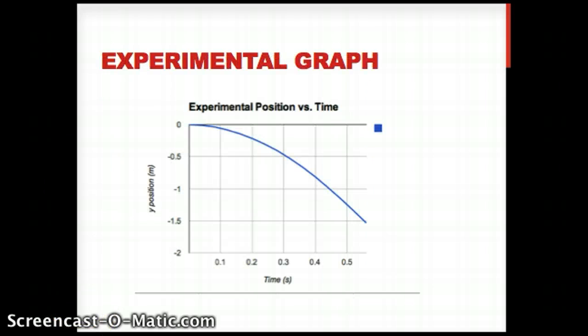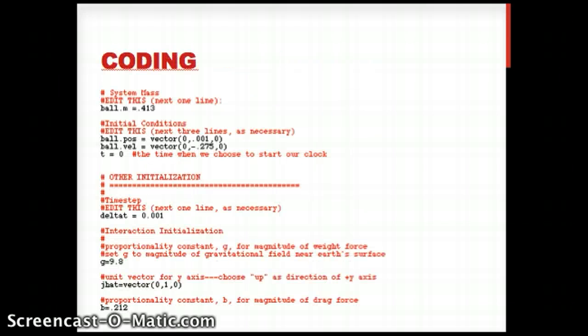Here's a better look at the graph from the experimental version. You can see that the ball increases velocity as the slope increases downwards, and it is going in the y direction. So obviously the net force is not 0 because the velocity is changing.